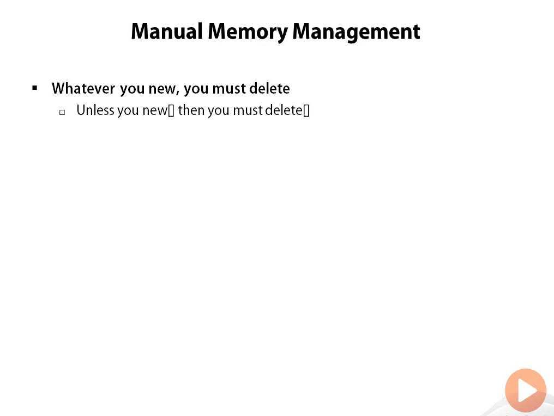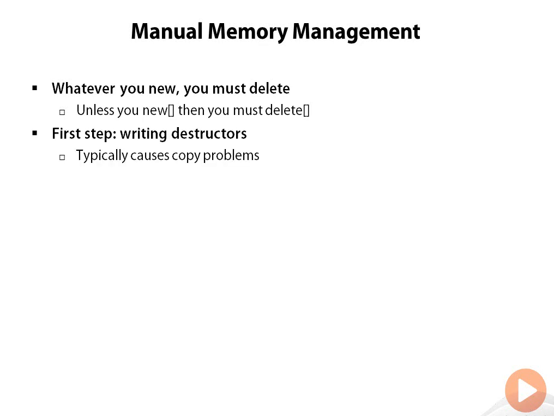And if you newed an array with square brackets, then you had to remember to delete with square brackets. And if you forgot, you would get a memory leak. C++ gave us the idea of writing destructors, so that I would have an object that would contain a pointer, and when that object was destructed, it would call delete on the pointer. Of course, if you make a copy of the object, it contains a copy of the pointer. When the copy goes away, it deletes the pointer, and now the original has an invalid or dangling pointer.